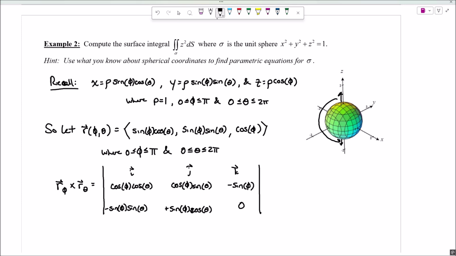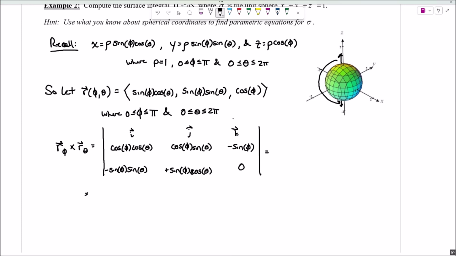Okay, so when I go ahead and compute this all the way out, and I set up this cross product here, let's see what I come up with. For my first component, I'm going to end up with a sine squared phi times my cosine of theta.